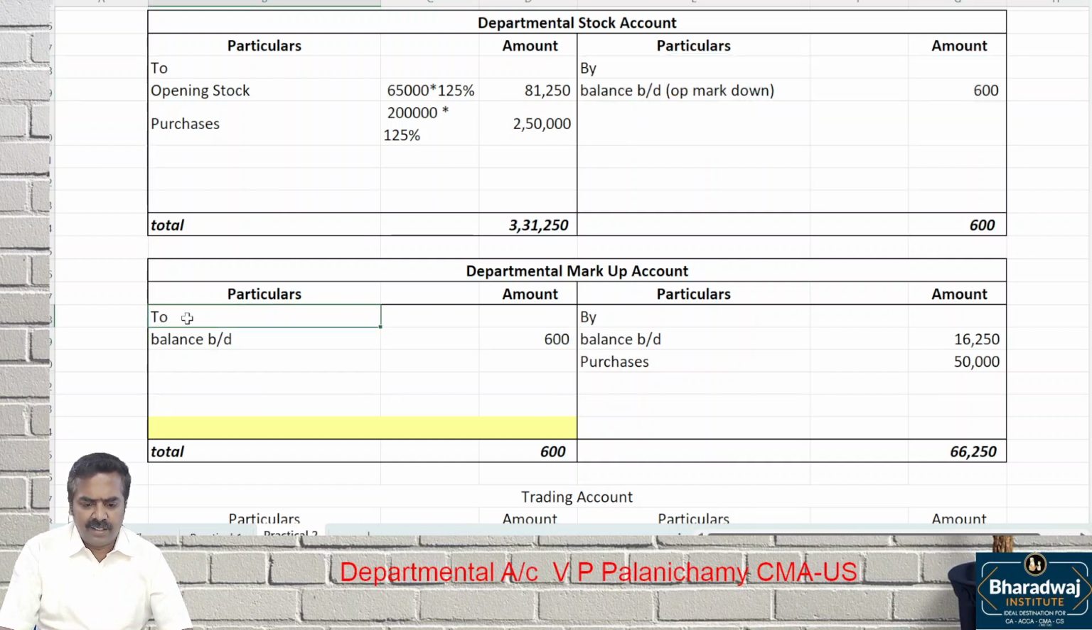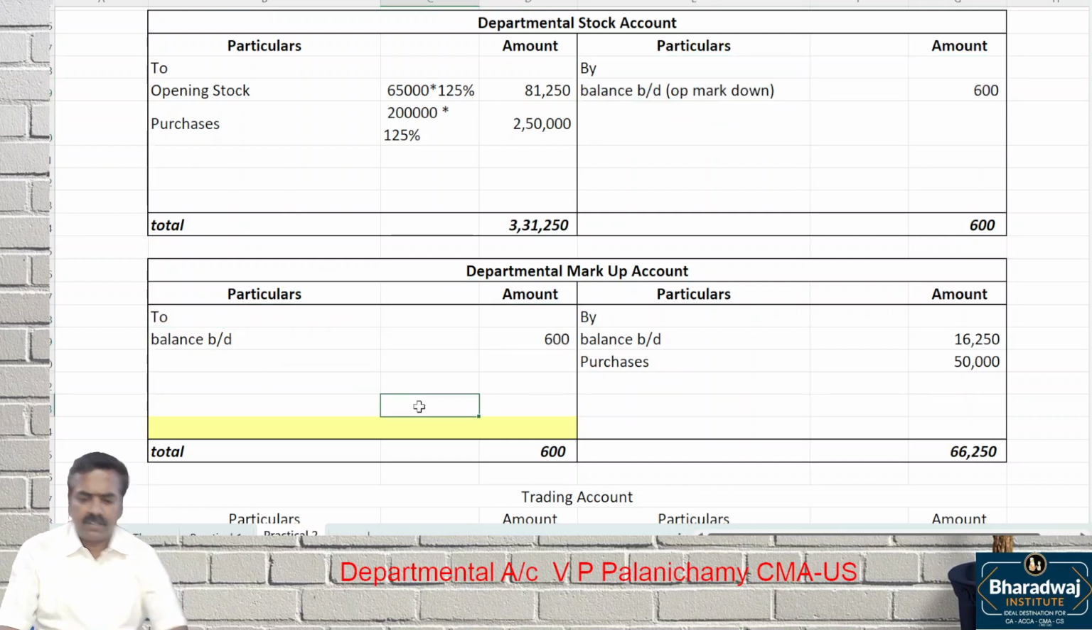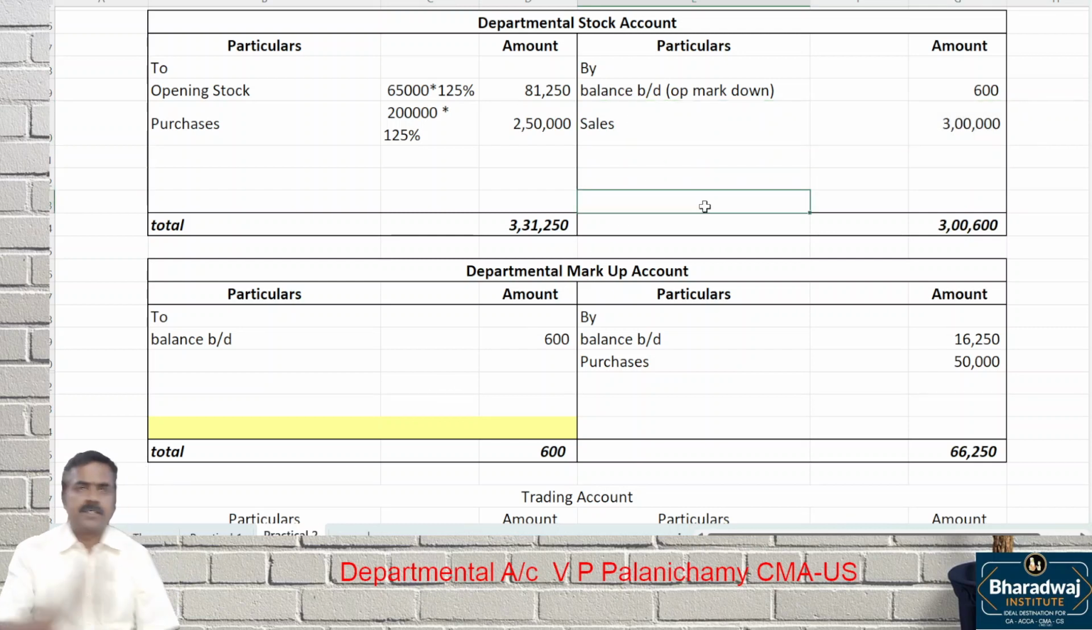Otherwise, simply follow the rules. Debit all losses. Reduction in the normal selling price is like a notional loss. Record that. Markup na markup account credit பண்ணுவோம். If this markdown, we will debit the markup. Record the sales as it is. By sales, how much? 3 lakhs.